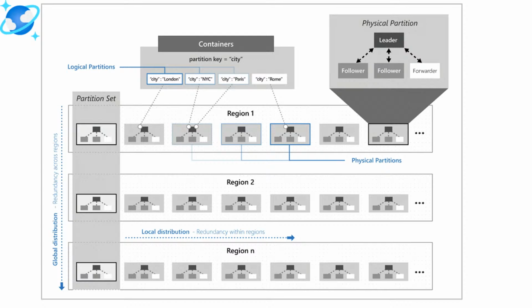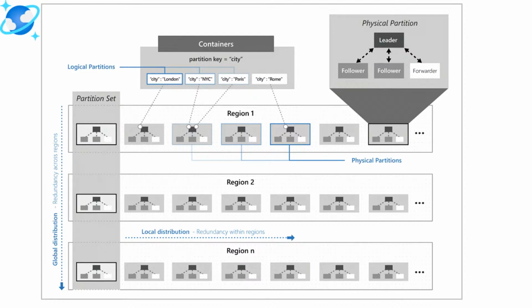Now, each physical partition is actually composed of what we call 4 different replicas. And these are 4 different machines in 4 different racks in a data center. So the possibility that all these 4 machines fail is rather small, because they are separated in different Azure racks. And if you are adding multiple regions to your Cosmos DB account, then this partition is actually replicated across each region. So you have 4 replicas in each region.